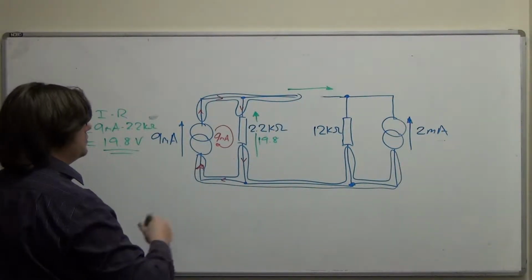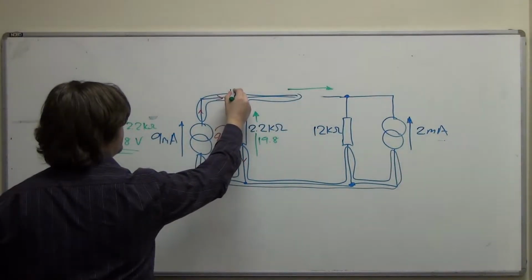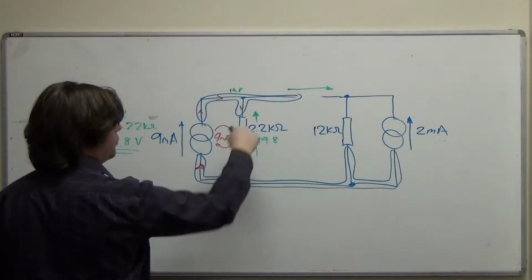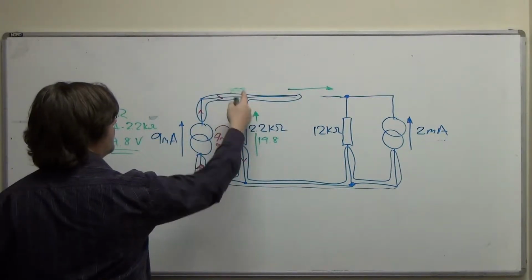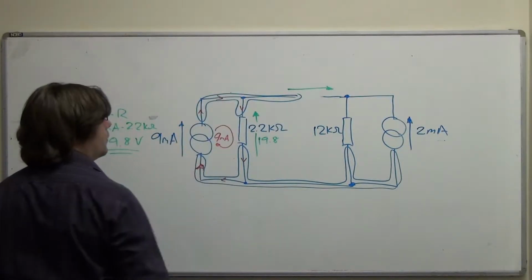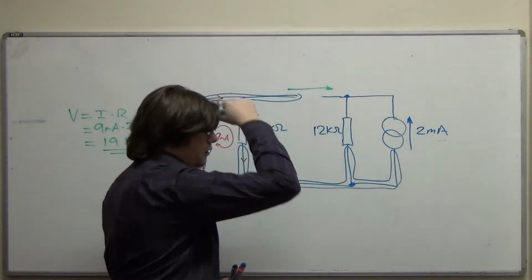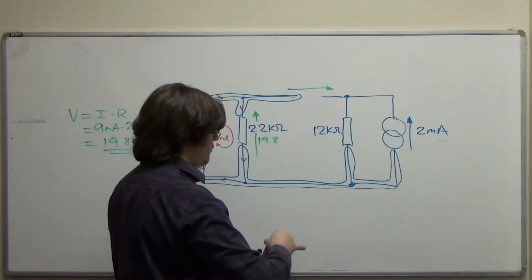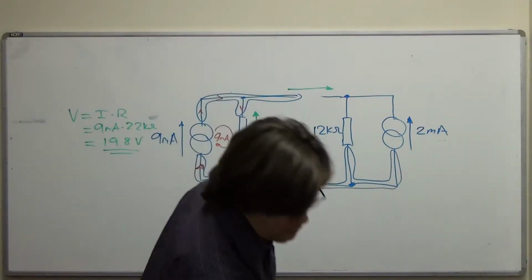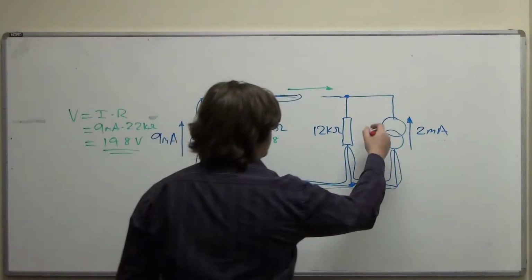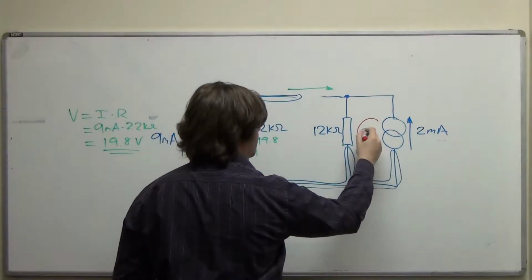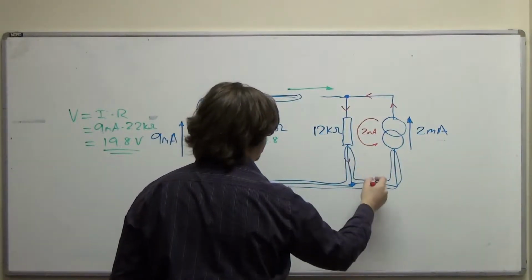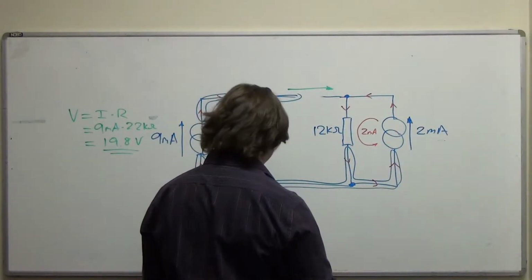So I could, if I wanted to, just write 19.8 up there, but I'd rather not do that. I'd rather put the arrow on. So we can do the same thing over here. We'll have 2 milliamps flowing into 12 kiloohms, and the current is going that way, and it's 2 milliamps throughout.